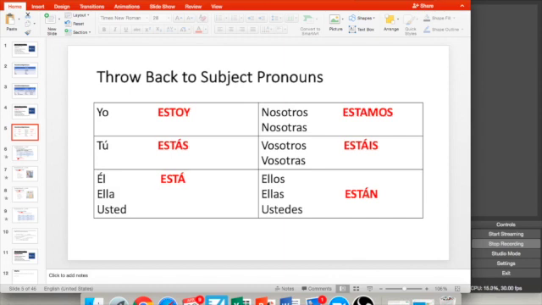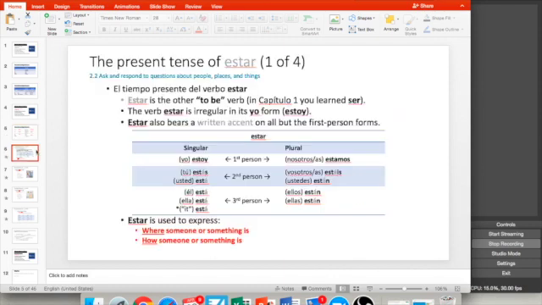And of course, as your Spanish progresses, these will just begin to sound natural. So say them with me really quickly. Estoy, estás, está, estamos, estáis, están. Okay, so we typically use estar for two reasons mostly. One of those is to indicate location, to say where someone or something is located. And number two, we also use estar to talk about how someone or something is doing.